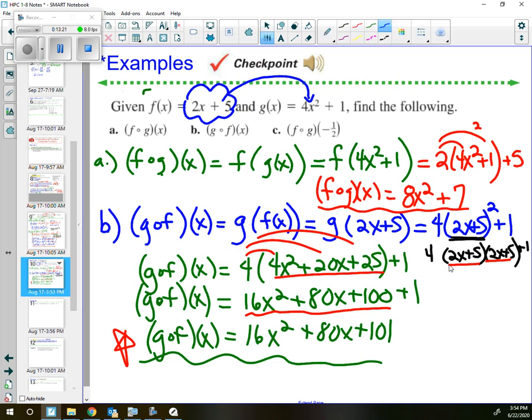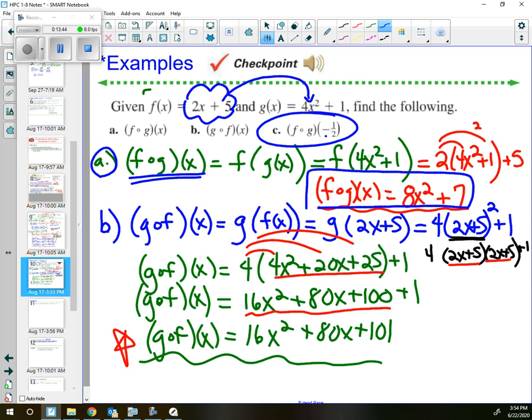All right, so what I want you to do last. So what does this mean? Take a look at part C. F composed with G of -1/2. Well, what does it mean when we put in a number in place of the X? Well, it means they want us to evaluate that function at the value -1/2. So make sure you use the right one. F composed with G was what we did in part A, right? So our rule for that is the 8x squared plus 7. So make sure we use the right rule.